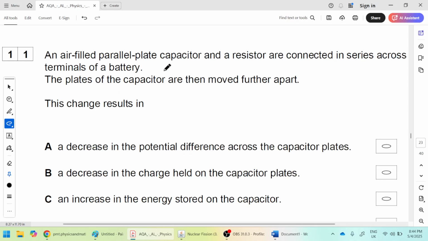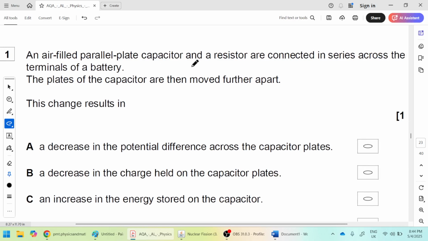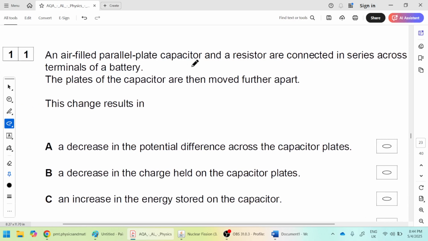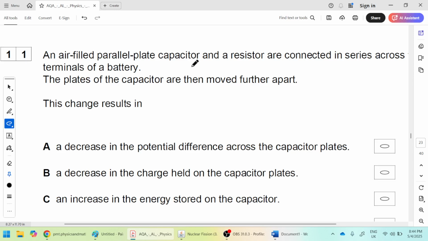An air-filled parallel plate capacitor and a resistor are connected in series across the terminals of a battery. The plates of the capacitor are moved further apart. This change results in, let's take a look at what's happening here. Cell, resistor, capacitor over here. Okay. Plates of the capacitor are moved further apart.